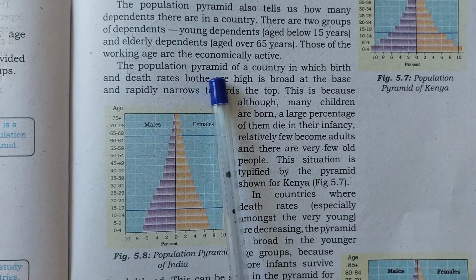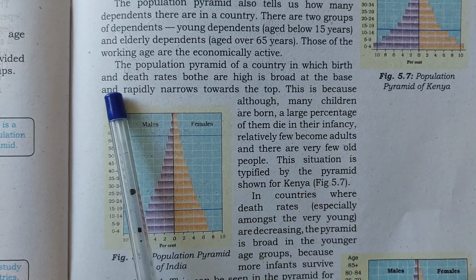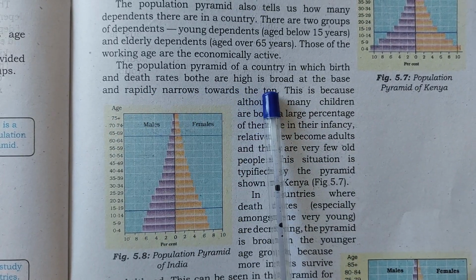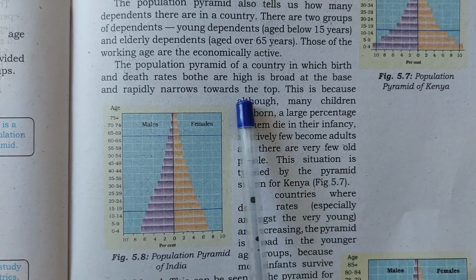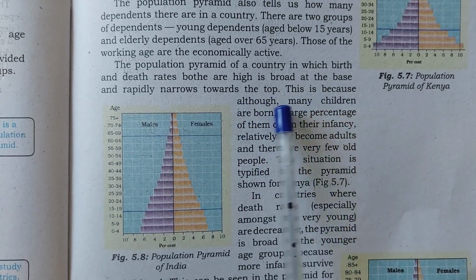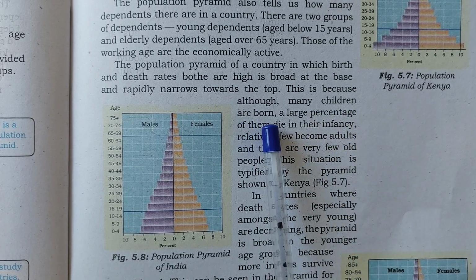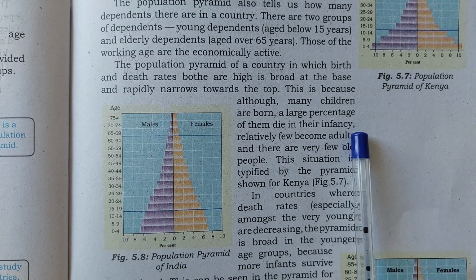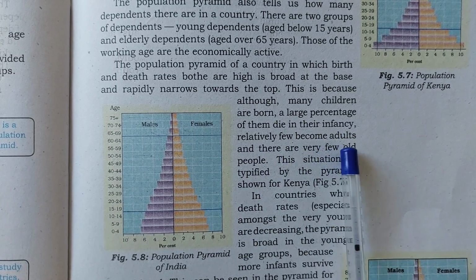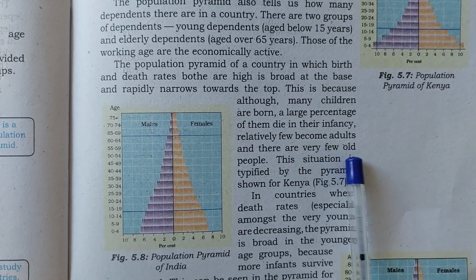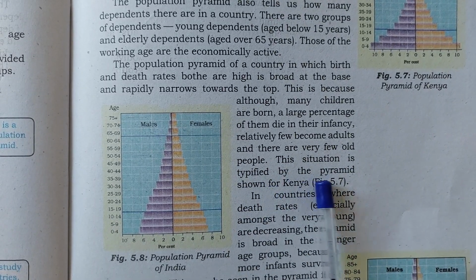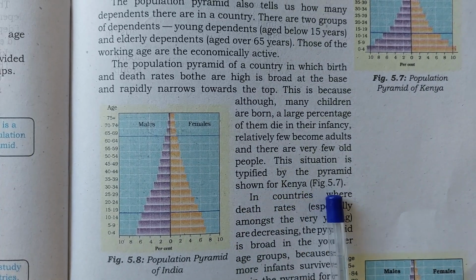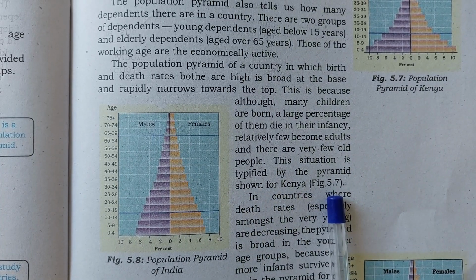The population pyramid of a country in which birth and death rates both are high is broad at the base and rapidly narrows towards the top. This is because although many children are born, a large percentage of them die in their infancy. Relatively few become adults and there are very few old people. This situation is typified by the pyramid shown for Kenya, figure 5.7.